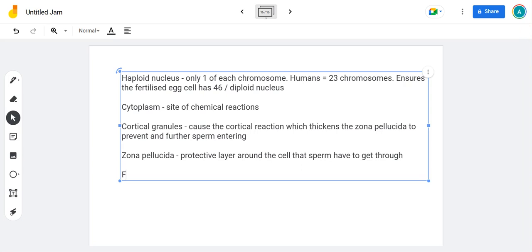And then finally, we've got the follicle cells, which are extra cells around the outside of the egg cell, and those follicle cells are another protective coating.